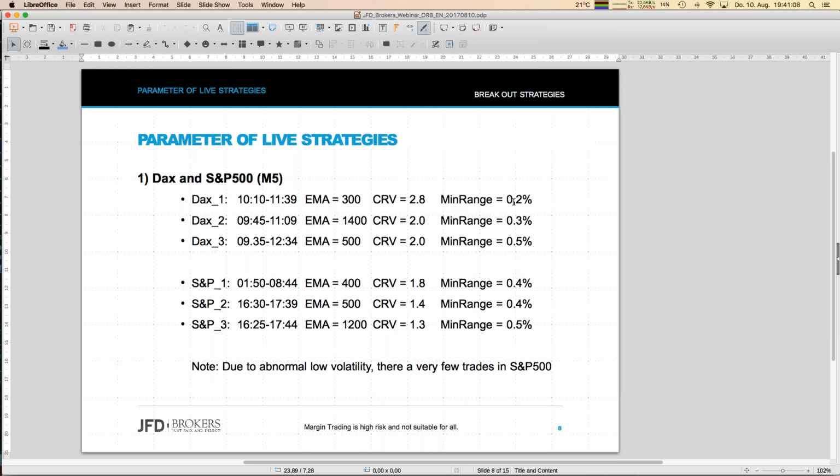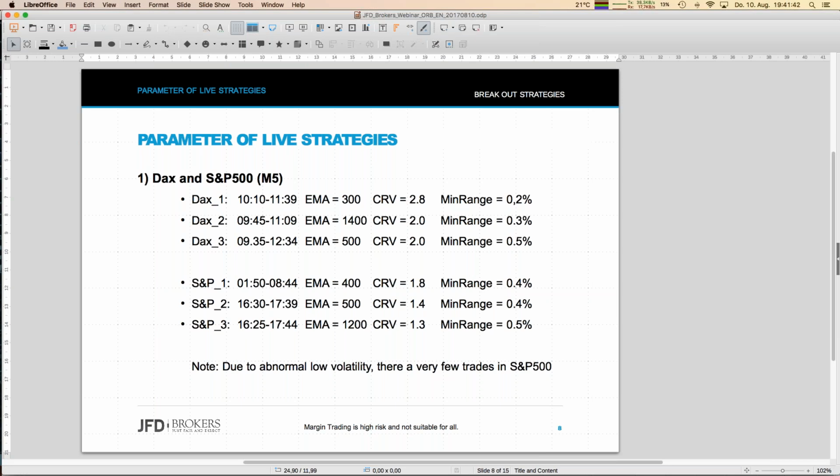That means we get a percentage number for the size of our range. And if my range is not big enough, then I don't trade. And you see the numbers. And that will happen. And if we go on here to S&P 500, I can tell you that during the last 3 months, I think I have only seen 2 or 3 trades on S&P 500, always because the minimum range has been violated. But that's okay.